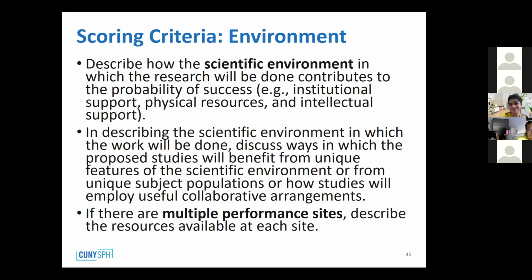Describe how the scientific environment in which the research will be done contributes to the probability of success. Think institutional support, physical resources, and intellectual support. In describing the scientific environment in which the work will be done, discuss ways in which the proposed studies will benefit from the unique features of the scientific environment or from unique subject populations, or how studies will employ useful collaborative arrangements. If there are multiple performance sites, describe the resources available at each site.